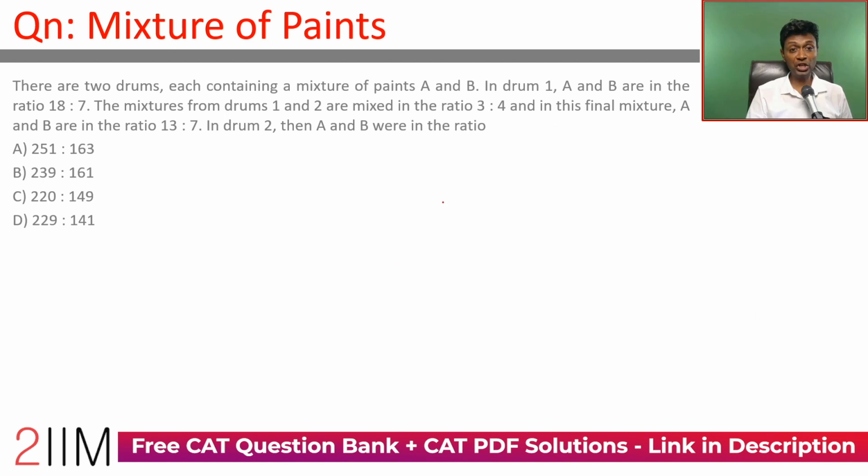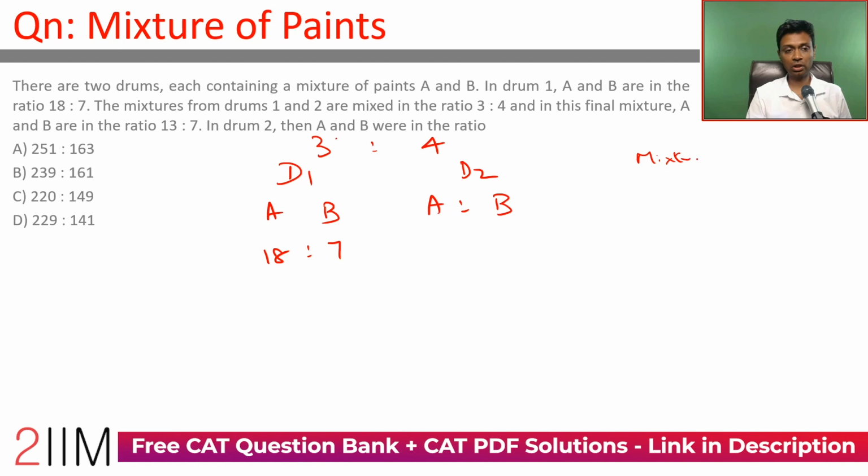There are two drums, each containing a mixture of paints A and B. In drum 1, A and B are in the ratio 18:7. In drum 2, A and B are in a ratio which we don't know. The mixtures from drums 1 and 2 are mixed in the ratio 3:4, and in this final overall mixture, A and B are in the ratio 13:7.